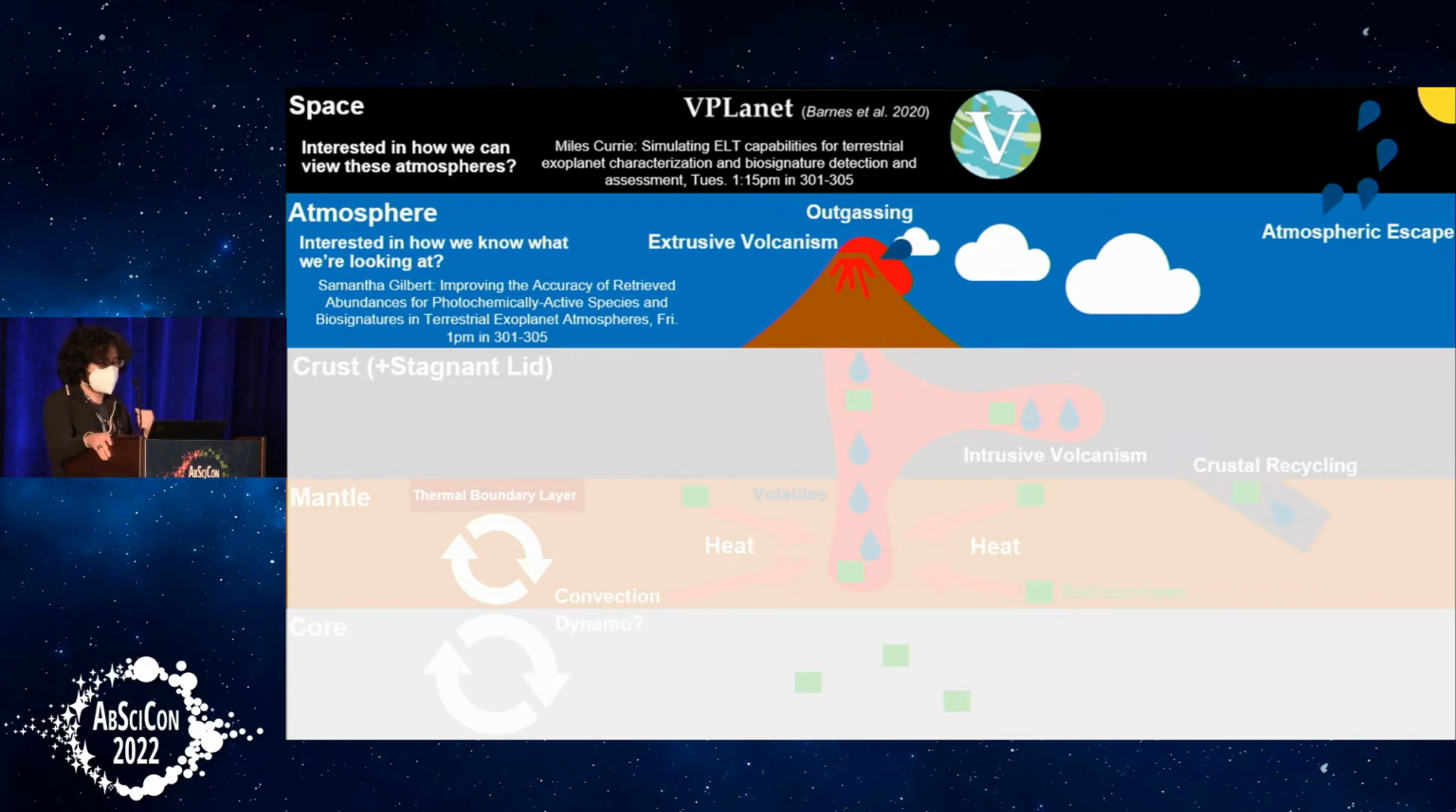And in order to track, my bad, if you're interested in how we can view these atmospheres, you should check out Miles Curry's talk on Tuesday, 1:15 p.m., again in 301, 305. And if you're interested in how we know what we're looking at when we look at these exoplanet atmospheres, you should look at Samantha Gilbert's talk Friday at 1 p.m., again in 301, 305. I guess I'm the only one in Salon West.